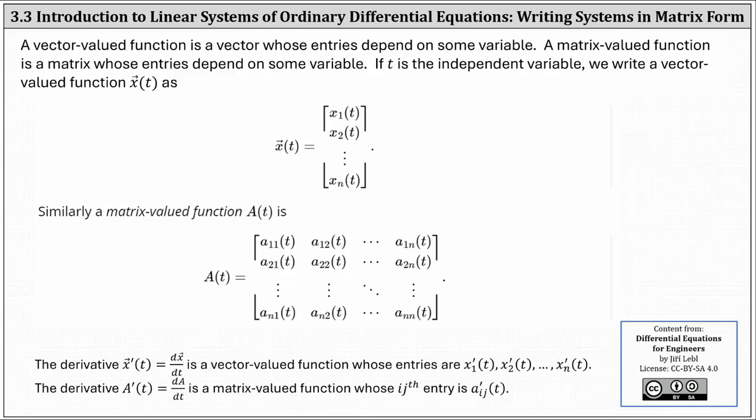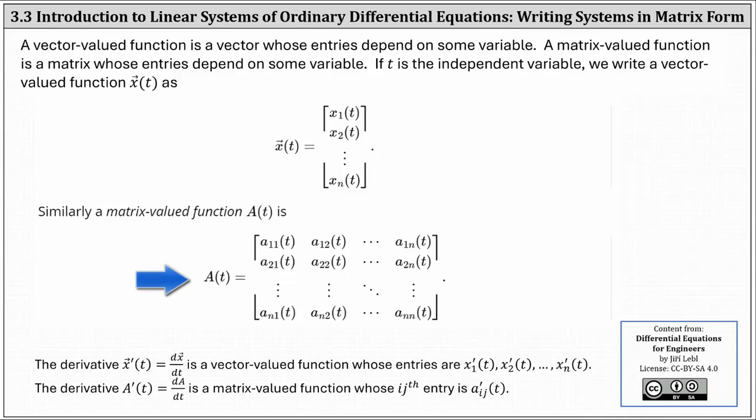Welcome to an introduction to vector-valued functions, matrix-valued functions, and also writing a system of ordinary differential equations using matrix notation. A vector-valued function is a vector whose entries depend on some variable. A matrix-valued function is a matrix whose entries depend on some variable. So if t is the independent variable, we write a vector-valued function as x of t equals a vector expressed as a column matrix where each entry is a function of t.